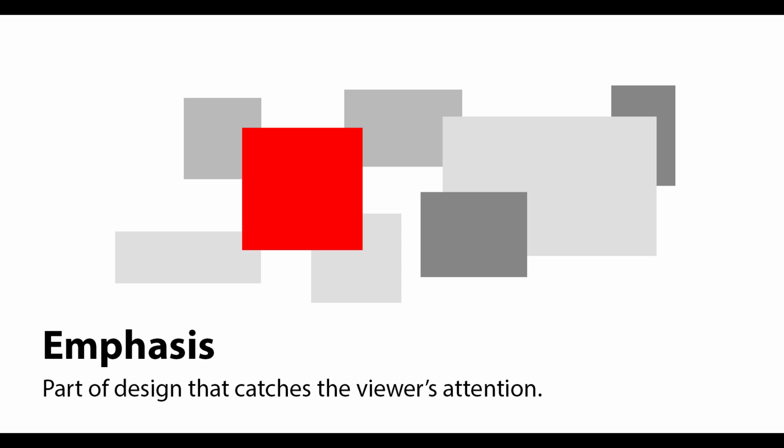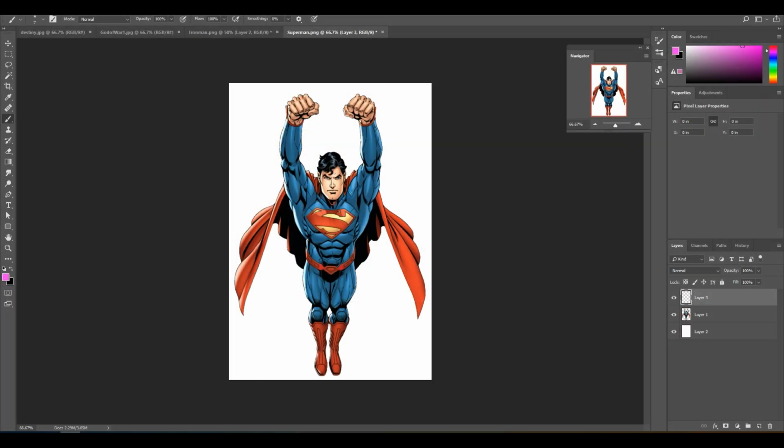Emphasis. This is the part of the design that catches the viewer's attention. This is the very first thing that you see when you look at an artwork. This is also known as the focal point. It can be the result of difference in size, color, texture, and or shape. Let's look at some artwork here.